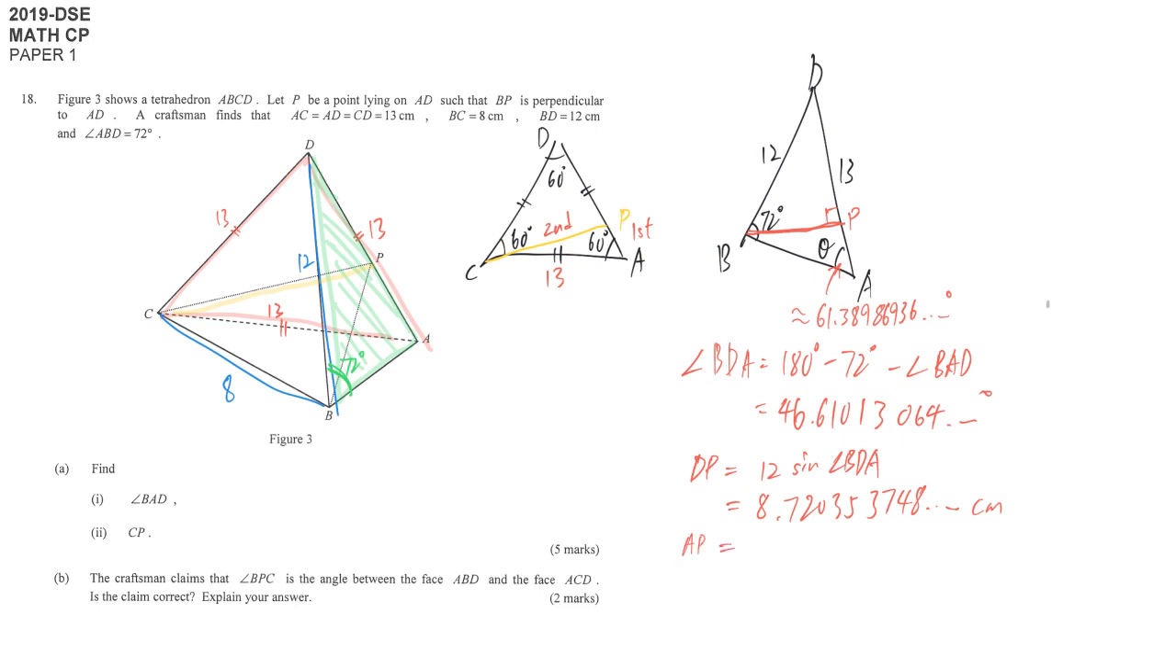We use 13 minus that, so it's approximately 4.279646252 cm. So AP, we finish our first mission. This is 4.279646252. Of course, you should use your memory slot in your calculator.